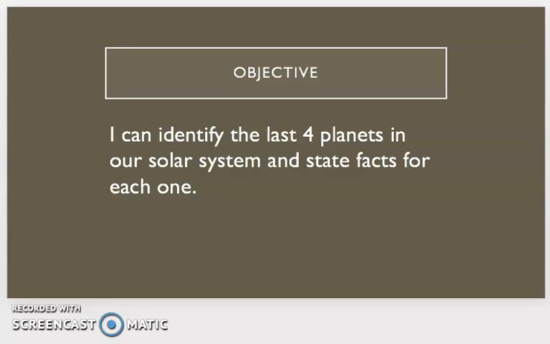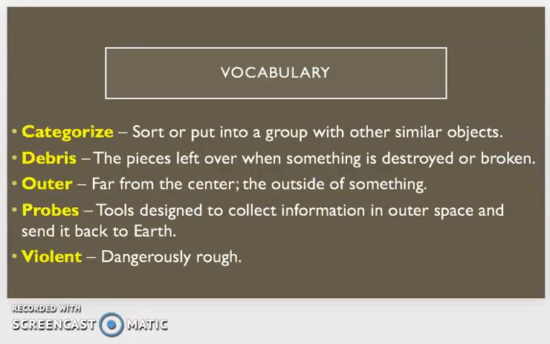This lesson, we will learn about the last 4 planets, and as you can guess, those will be called the outer planets. Before we start reading, there are some vocabulary words you will need to be familiar with while you listen to this reading. The first one is categorize, which means to sort or put into a group with other similar objects. Debris, the pieces left over when something is destroyed or broken. Outer, far from the center, the outside of something. Probes, tools designed to collect information in outer space and send it back to Earth.